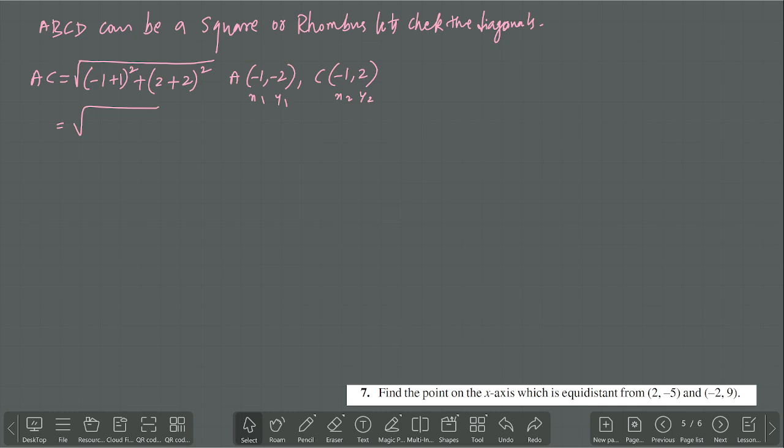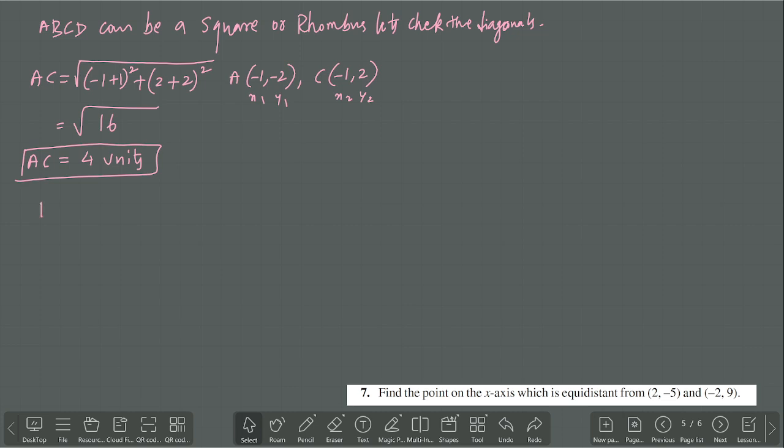So what am I getting here? 0 square is 0. 2 plus 2 is 4. 4 square is 16. After taking the square root you will be getting 4. Sorry, 4, not 4 square. Okay. Now distance BD we will go.